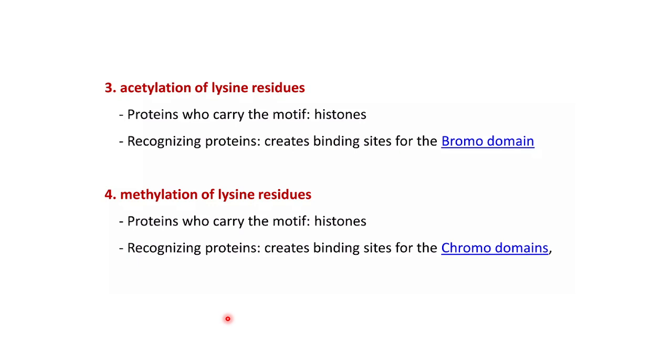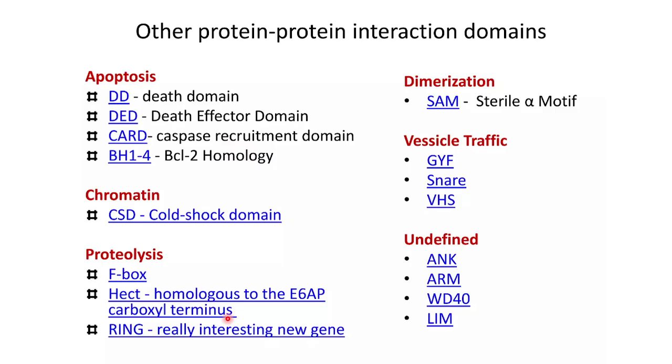Now there are certain bromodomains and chromodomains. Acetylation of the lysine residues: the proteins that carry the motif are histones, and these recognizing proteins create binding sites for the bromodomain. And the methylation of lysine residues in the histones creates binding sites for the chromodomains. So methylation of lysine in the histones is responsible for the binding sites of the chromodomains, and acetylation of lysine in the histones creates the binding sites for the bromodomain to bind. You do not need to actually remember this, but it's a sort of information.